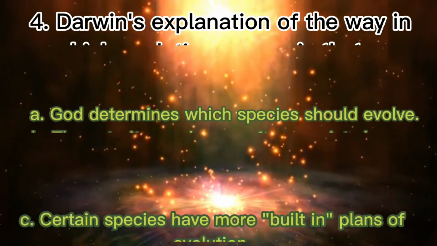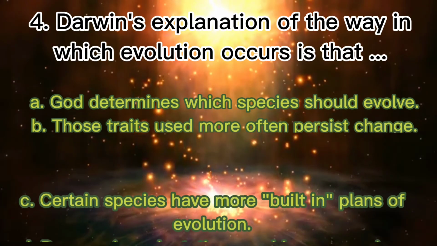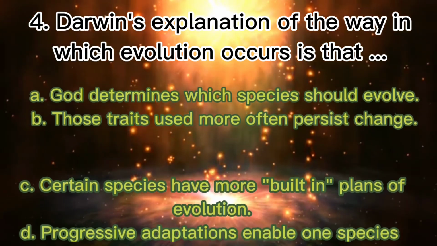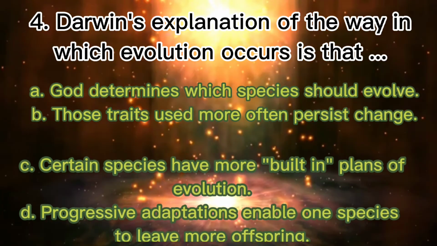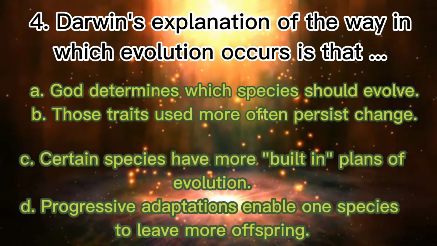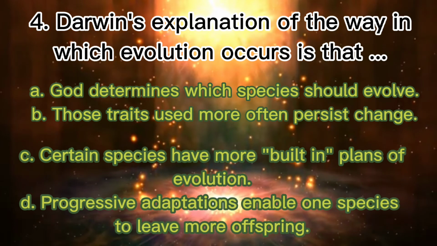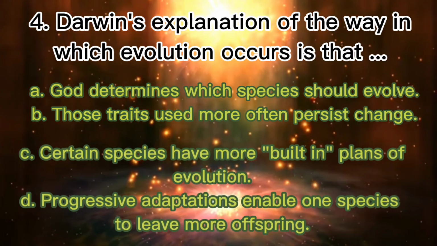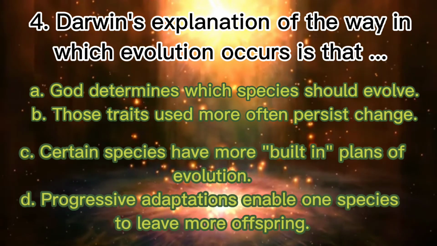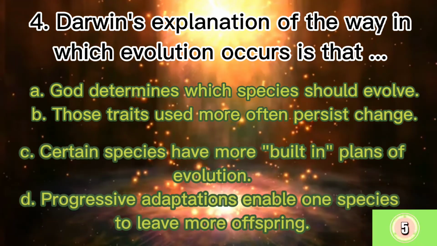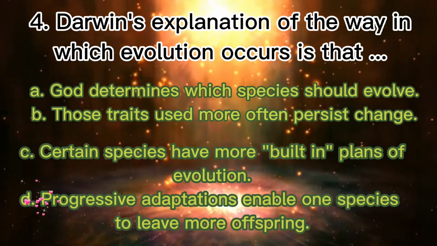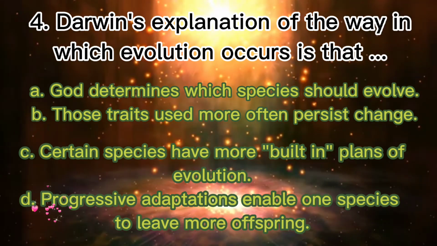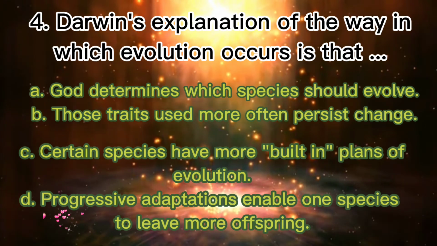Number 4. Darwin's explanation of the way in which evolution occurs is that letter A, God determines which species should evolve. Letter B, those traits used more often persist change. Letter C, certain species have more built-in plans of evolution. And letter D, progressive adaptations enable one species to leave more offspring. If your answer is letter D, progressive adaptations enable one species to leave more offspring, then you are correct.